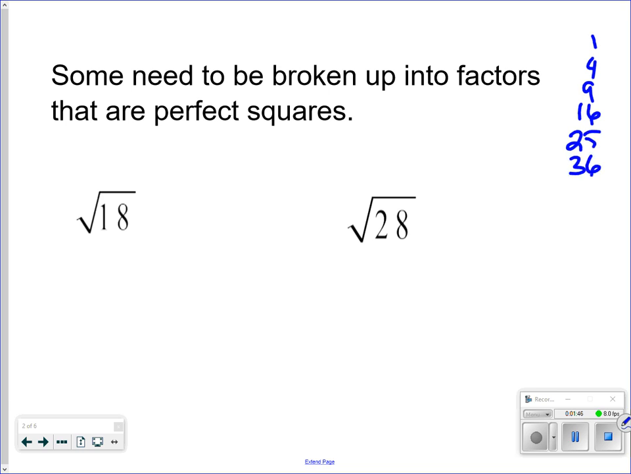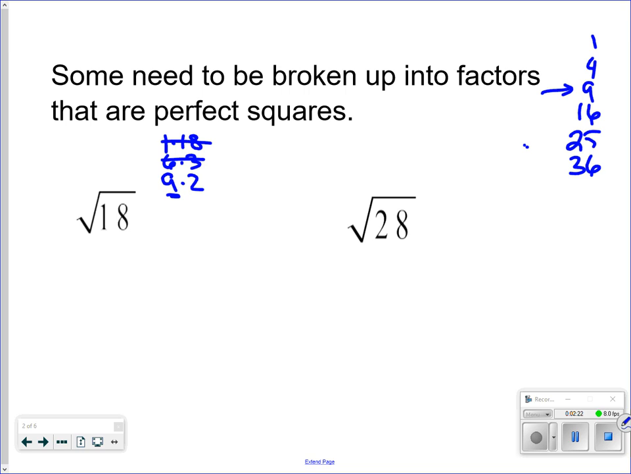Then what we have to do is think of numbers that multiply together. You want to pick the pair that will work. So if we do the square root of 18, and I ask you, tell me numbers that multiply to give you 18, you could say 1 times 18, but is either 1 or 18 on this list over here? You could say 6 times 3. Do you see 6 or 3 in your perfect square list? No. 9 times 2. Yes, 9 is right there. So you always want to pick something that is on your perfect square list.